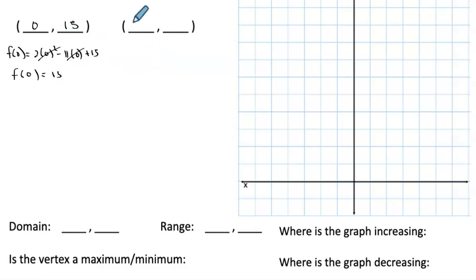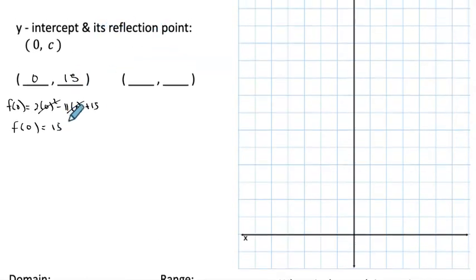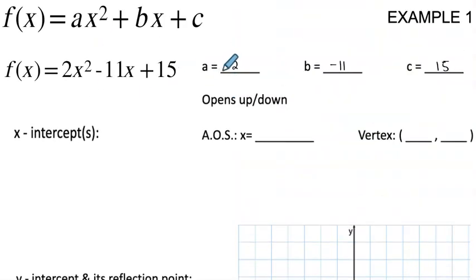So there's 15. We'll talk about this reflection point in a minute, but we'll get this after we get the vertex and the axis of symmetry. Okay, so this is what the c value will do for you in this form. Different forms give different pieces of the function. Okay, so let's see what we got next.